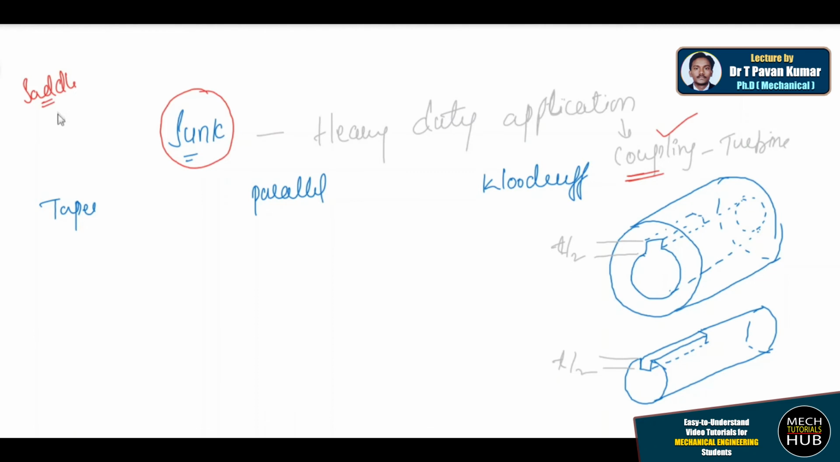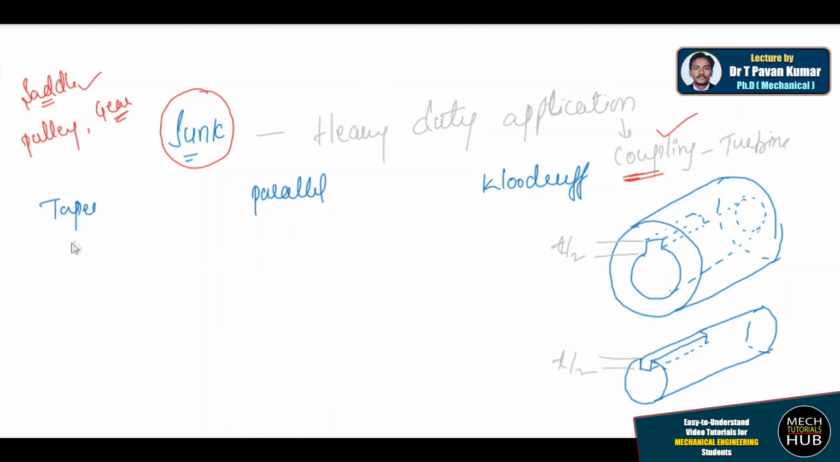Low duty application, sorry, low duty means where you can see the arrangement of a pulley. I want to mount a pulley on the shaft, or a gear, so in such a case we go with a saddle key. And sunk keys are used in the case of big couplings, which will take heavy torque, heavy speed or rotary movement.